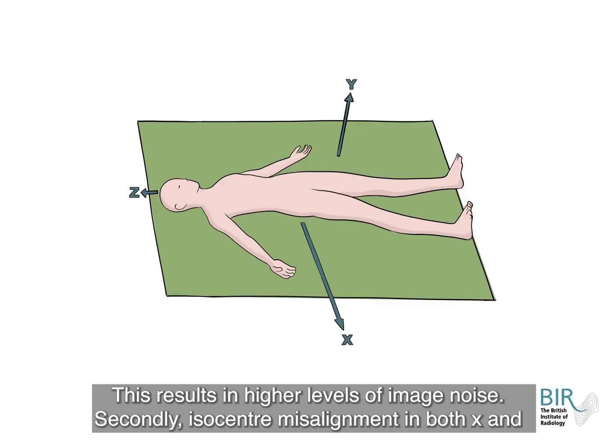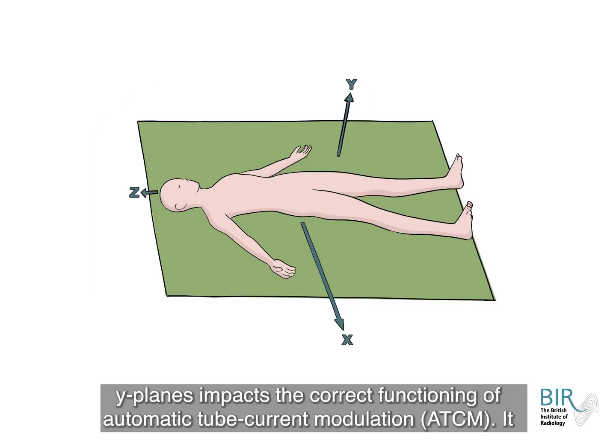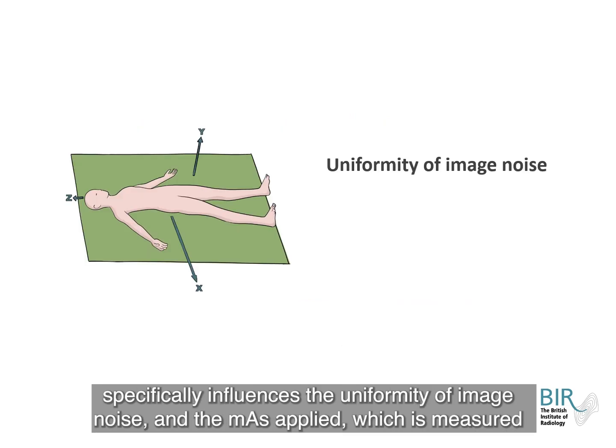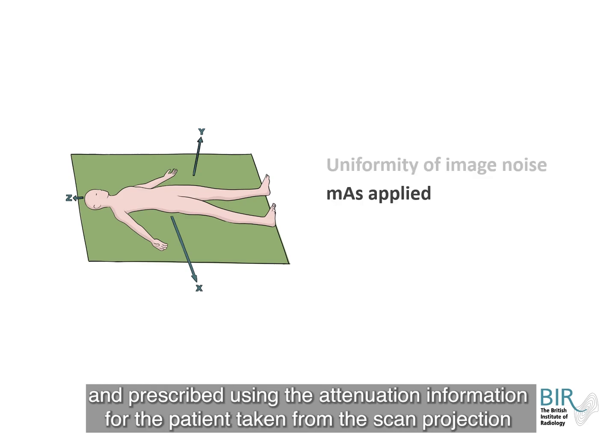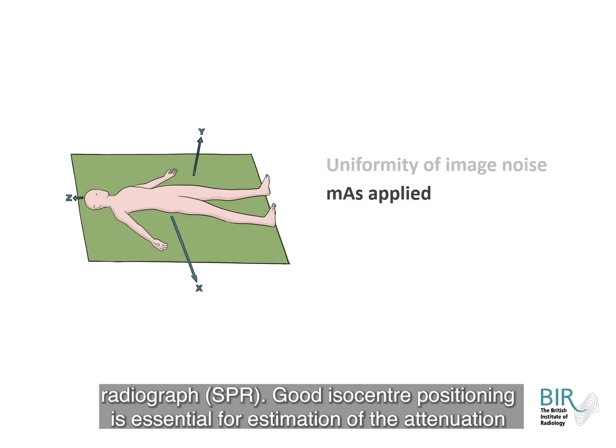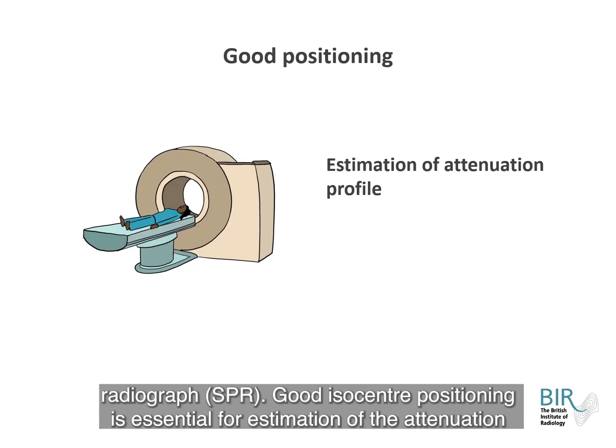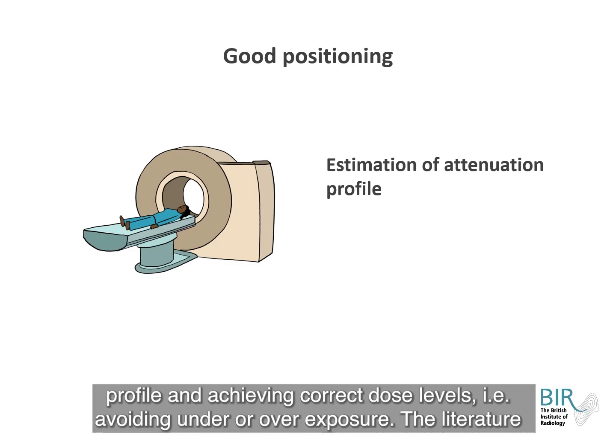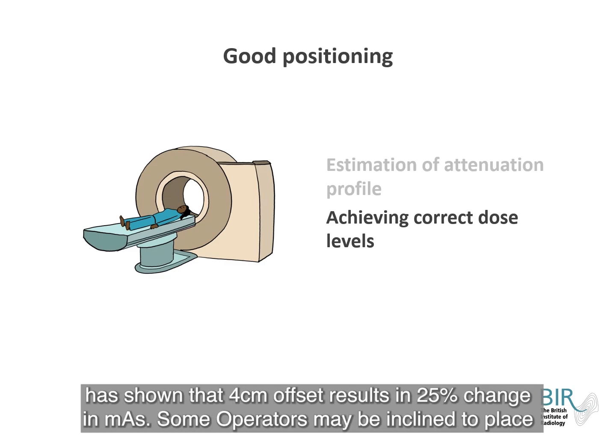Secondly, isocenter misalignment in both X and Y planes impacts the correct functioning of automatic tube current modulation, ATCM. It specifically influences the uniformity of image noise and the MAS applied, which is measured and prescribed using the attenuation information for the patient, taken from the scan projection radiograph, SPR. Good isocenter positioning is essential for estimation of the attenuation profile and achieving correct dose levels, i.e. avoiding under or overexposure. The literature has shown that 4 cm offset results in 25% change in MAS.